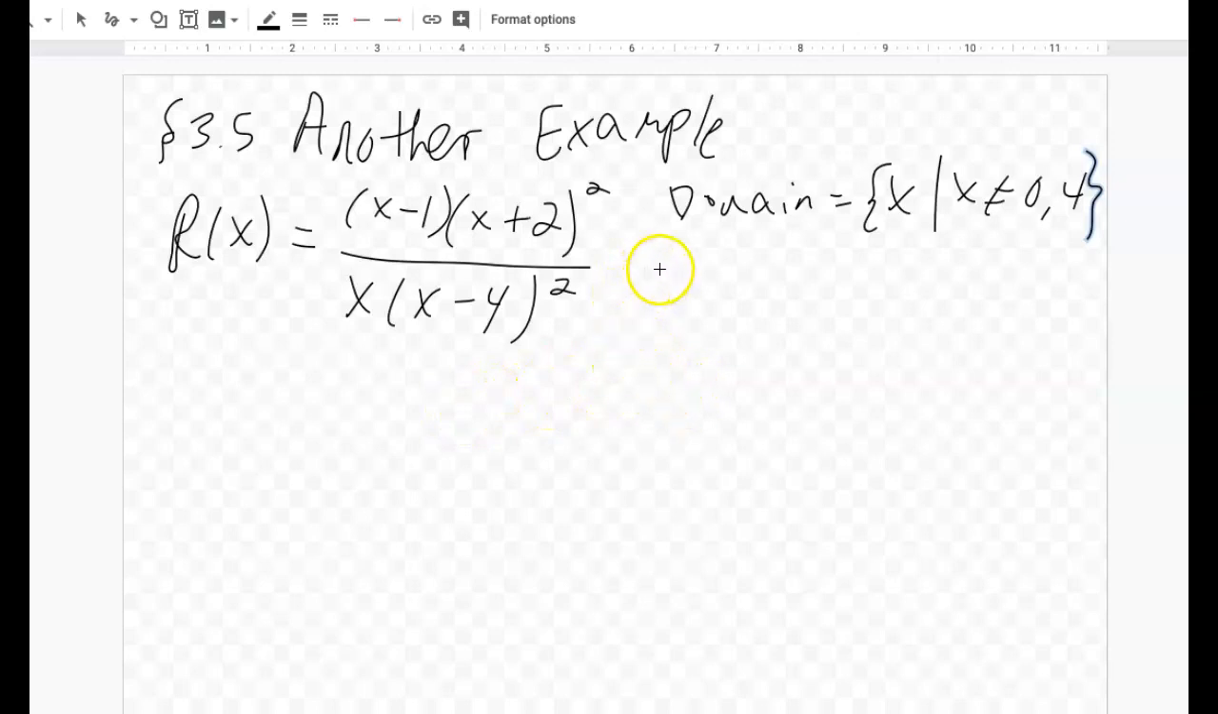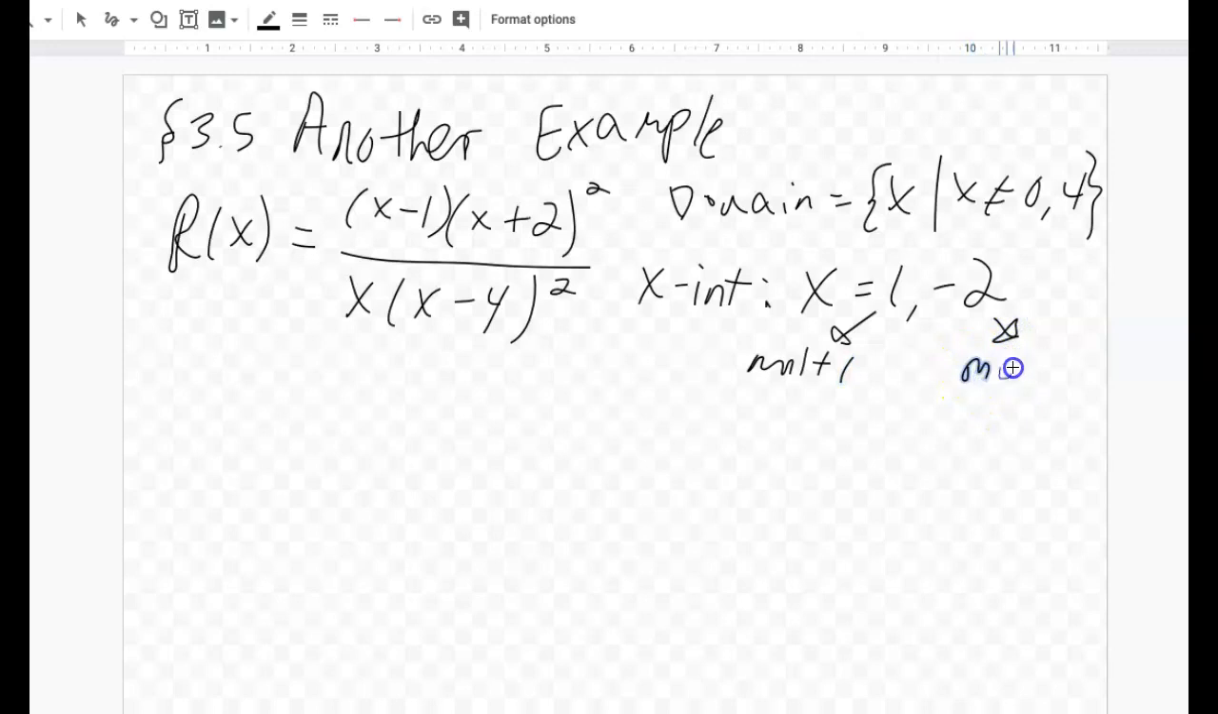And the x-intercepts are going to be 1 and -2. X equals 1 and -2. And so here we want to note this has multiplicity 1, and this one has multiplicity 2.